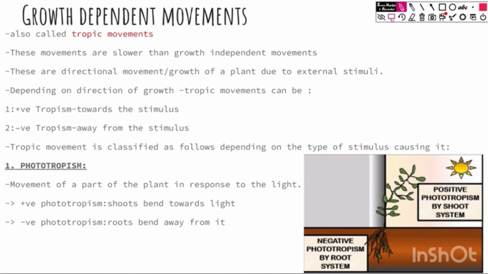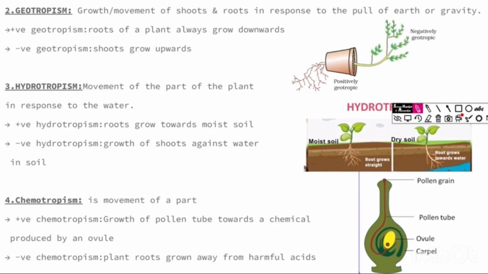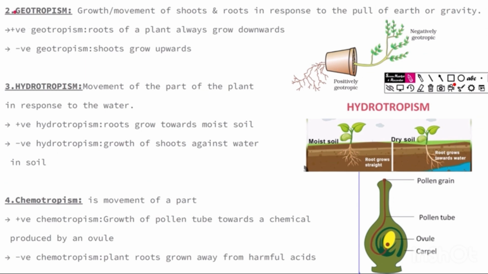The next type of tropism which we have is geotropism. What happens in geotropism? Let's see. Geotropism is the tropic movement which occurs as a result of gravity or the pull of earth. We all know what gravity is. So the growth of a plant due to gravity is geotropism. If gravity is affecting the growth of the plant, you can see the shoots of the plant always grow upwards, that is, in the opposite direction to the gravitational pull.